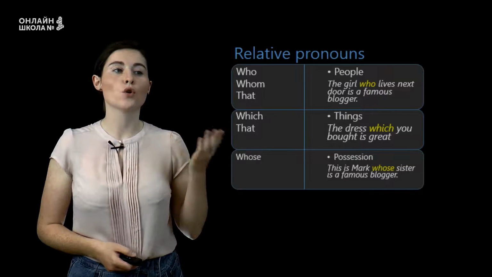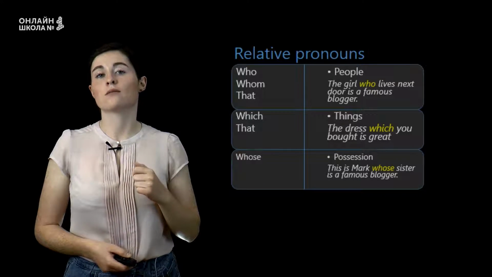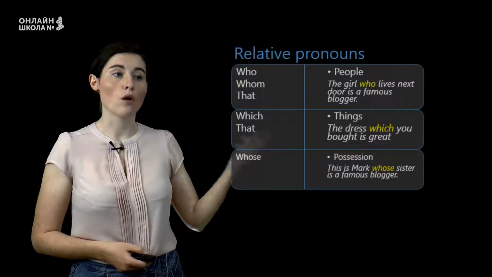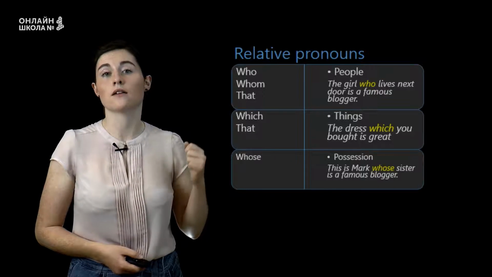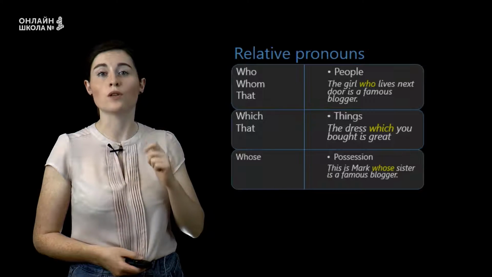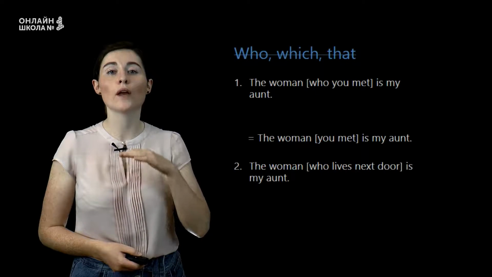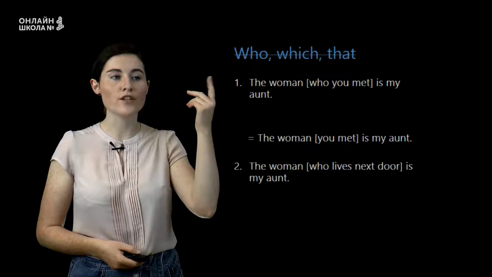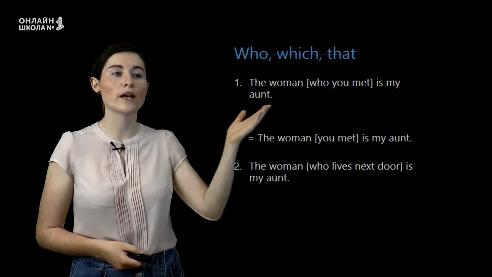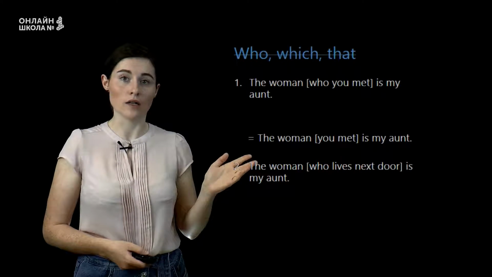The next one is whose, and we use it to speak about some possession. For example, this is Mark, whose sister is a famous blogger. So, Mark has a sister and she is a blogger. Here we speak about relationship between Mark and his sister. And in some cases, we can omit who, which, and that. For example, the woman who you met is my aunt. We can omit who and say the woman you met is my aunt.